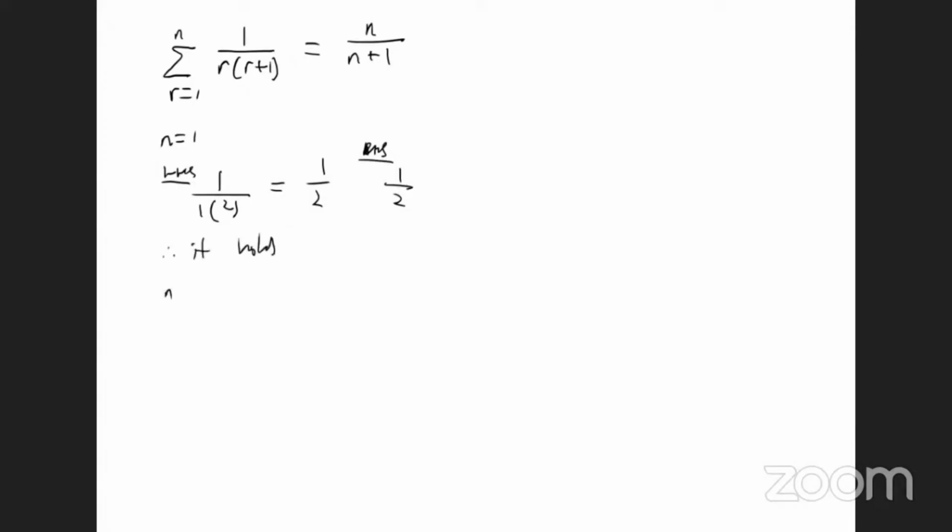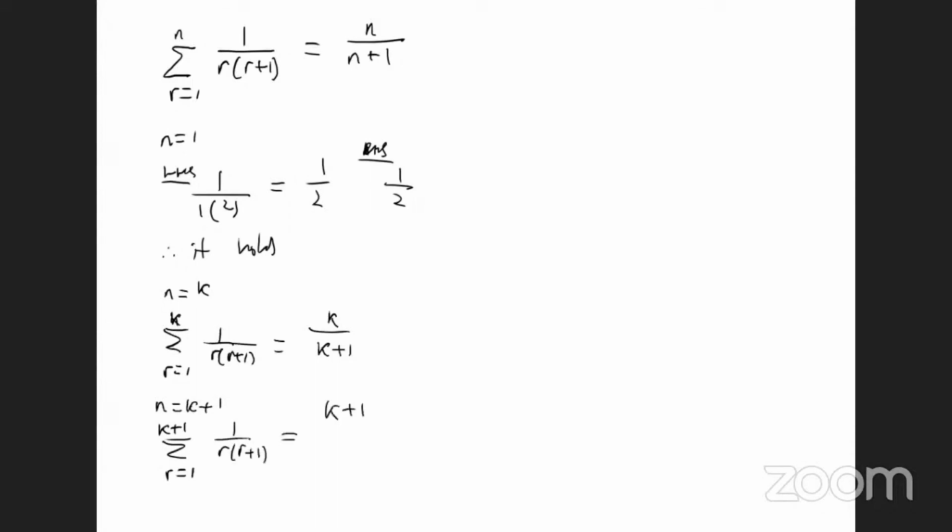For n equal to k, summation of r going from 1 to k, 1 over r by r plus 1 is equal to k over k plus 1. Now for n equal to k plus 1, that'll be the summation of r going from 1 to k plus 1 of 1 over r by r plus 1. This will be now k plus 1 over k plus 2.